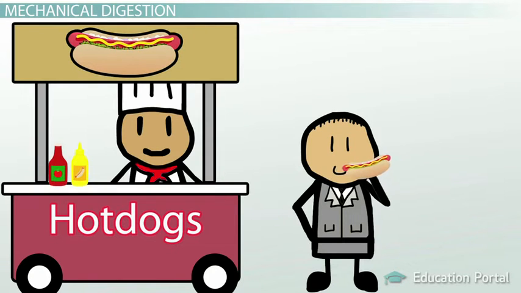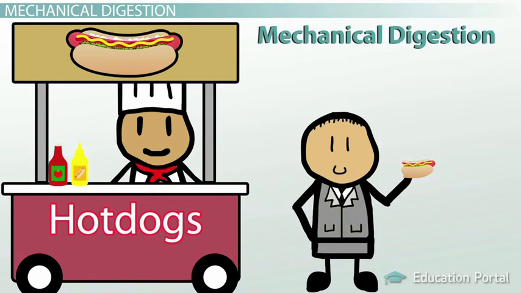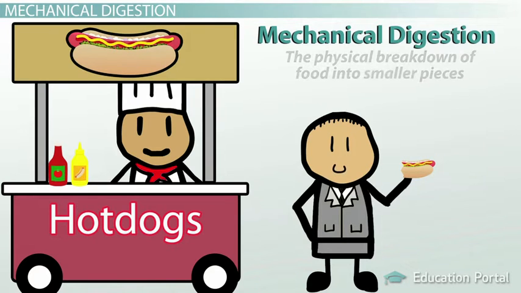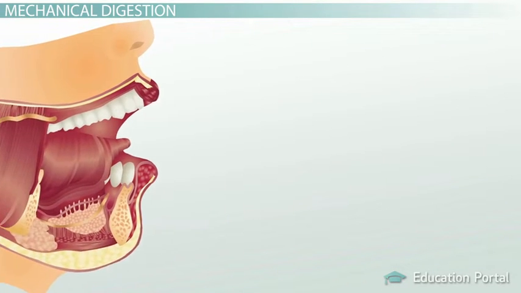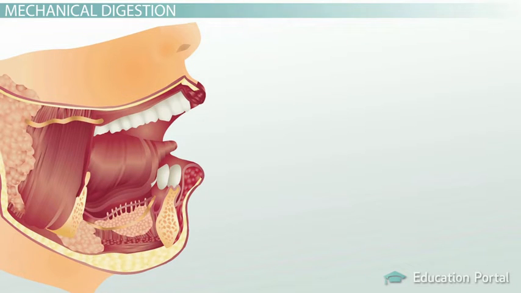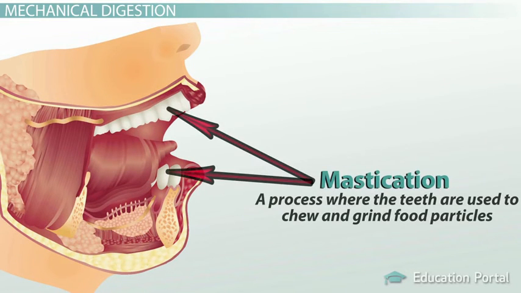Frank is now ready to dig into his hot dog. Without hesitation, he takes his first big bite, and the process of mechanical digestion begins. The mechanical digestion of food is defined as the physical breakdown of food into smaller pieces. Mechanical digestion occurs in different ways throughout the alimentary canal, but in the mouth it is done by the teeth that chew and grind the food particles in a process called mastication.